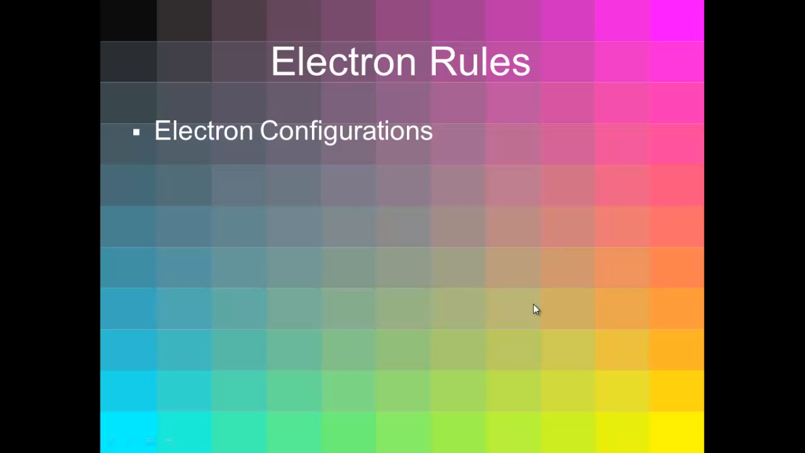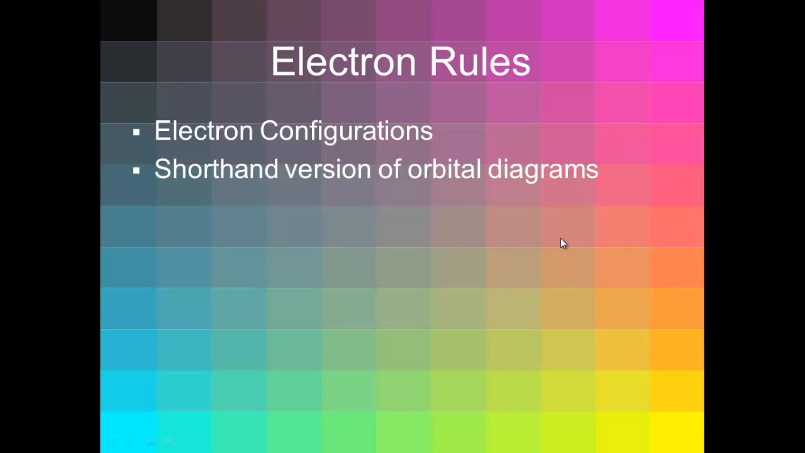So we can shorten this and make it a little bit easier by just writing down what's called an electron configuration. An electron configuration is the shorthand version of orbital diagrams, and it's almost like you take that picture and you make a list. You list all of the locations for the electrons in the atom. The format looks like this.